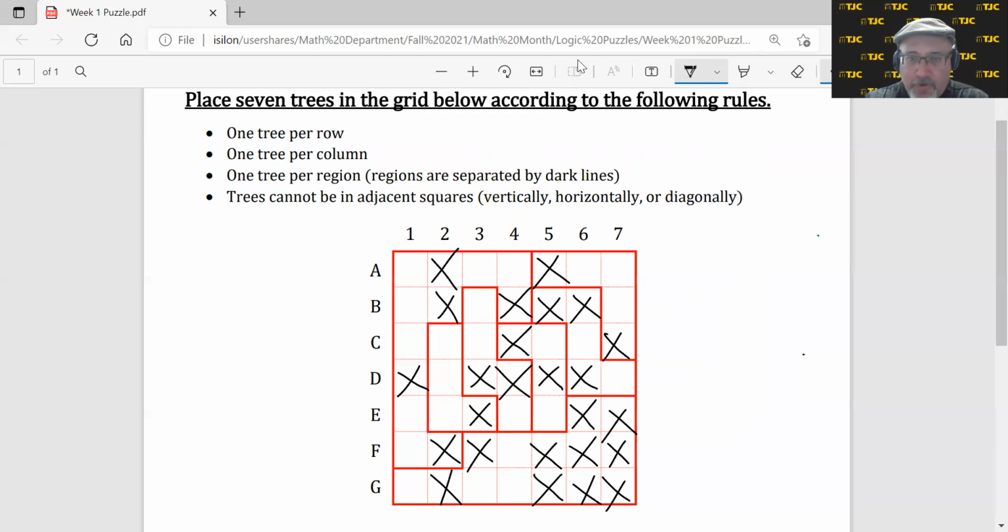Try not to pull out too many really bizarre tricks. B7 can't have a tree, because if it did, then it would take out C6 by adjacency and D7 by column. And now this region, this little Z shape, no longer has a place for a tree. So B7 cannot have a tree.